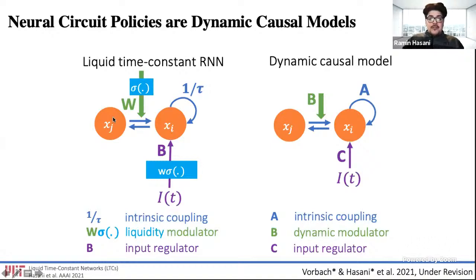And then if we make an analogy to the liquid time constant networks, we would have the same type of constants, but here we have a kind of nonlinearity. We have a nonlinear control that is controlled by a neural network. So a neural network actually controls how the interaction between two neurons is formed. And this is where the liquidity modulator, or a nonlinear liquidity modulator, comes up. And this is what we found in the paper.